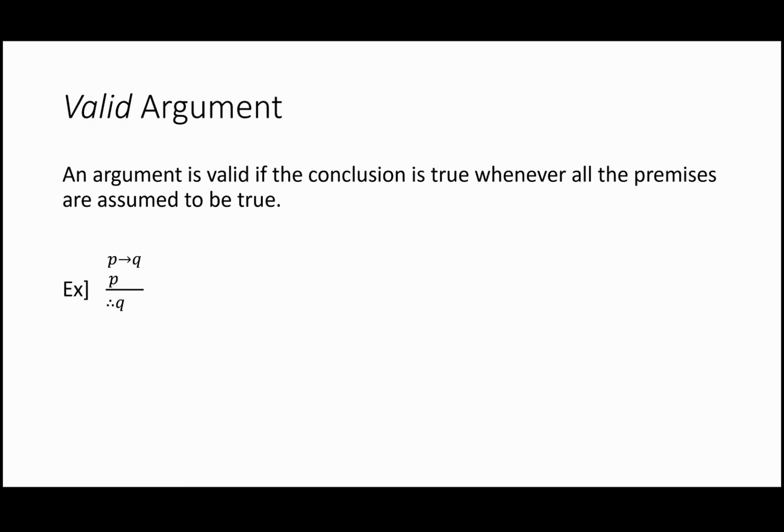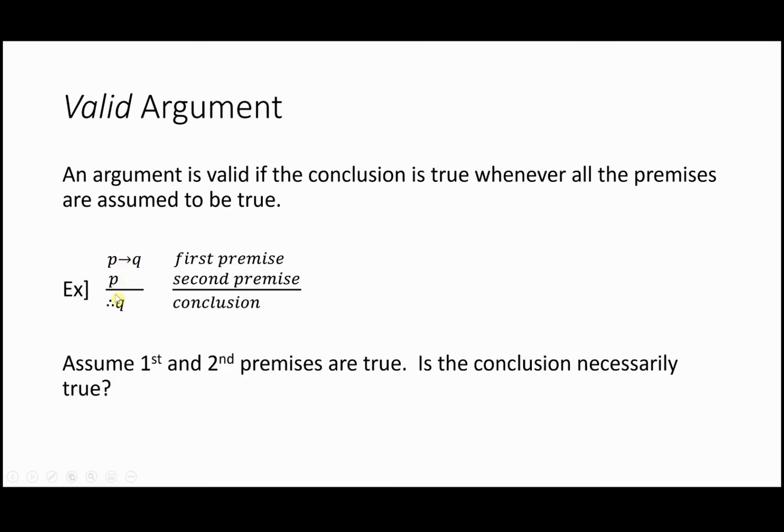So let's just say that we have that first example illustrated argument, and we want to see if it's valid or not. So again, recognize that the top row of this argument is the first premise, the second row is the second premise, and the third row underneath the horizontal line is the conclusion, the concluding statement. So when the argument is valid, then that means that the conclusion is true whenever the first and second premise are assumed to be true. So if we assume the first and the second premises are true, is the conclusion necessarily true?